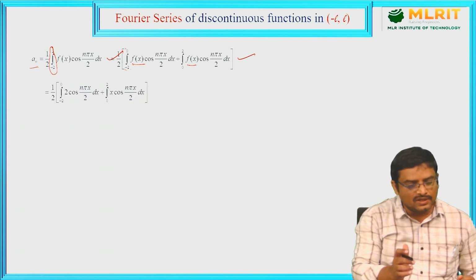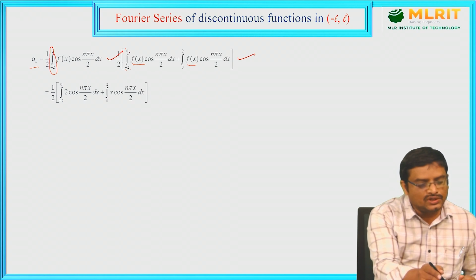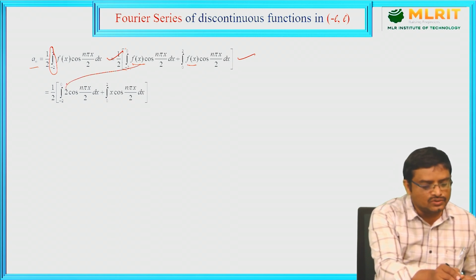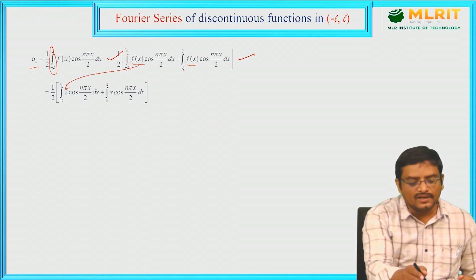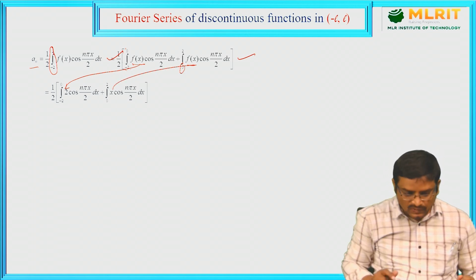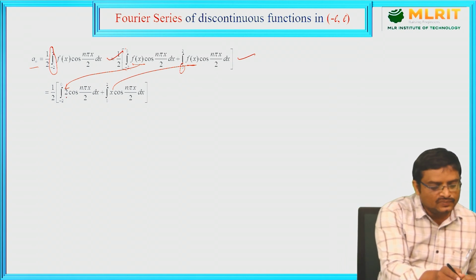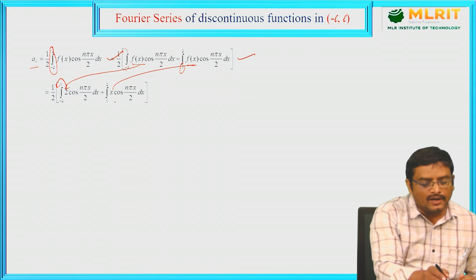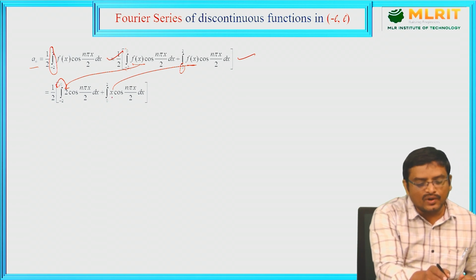Now as usual replace f of x with its values based on these limits. For the first limit -2 to 0, f of x is given as 2, so replace that. And in the second condition, whenever we are having the limit 0 to 2, we can replace f of x with x. Now in the first integral 2 is constant, so we can take that 2 outside. And in the second integral we are having a product of two functions, one is x into cos.